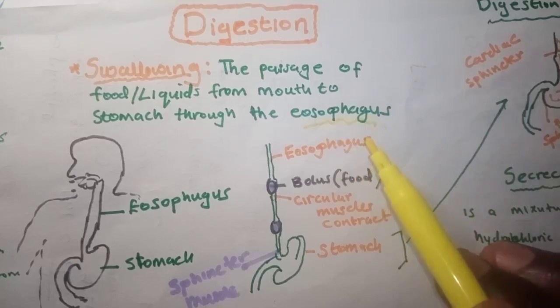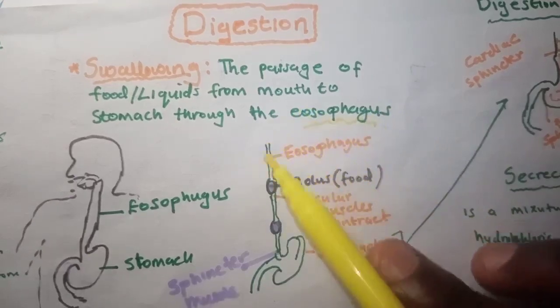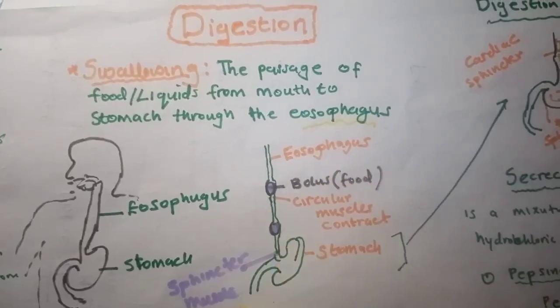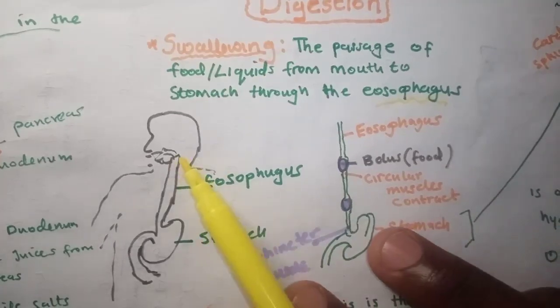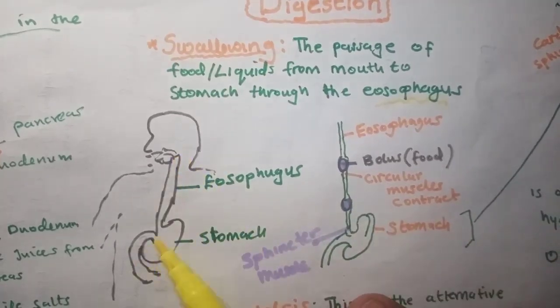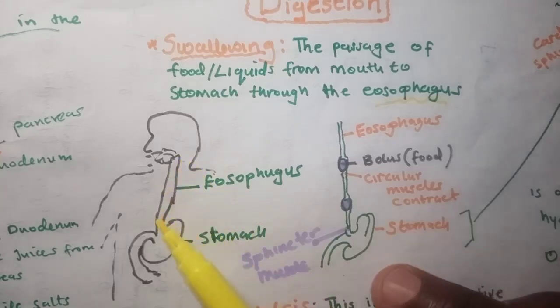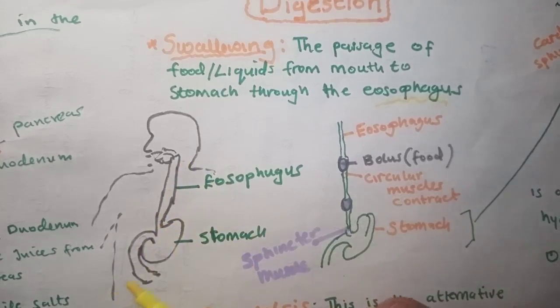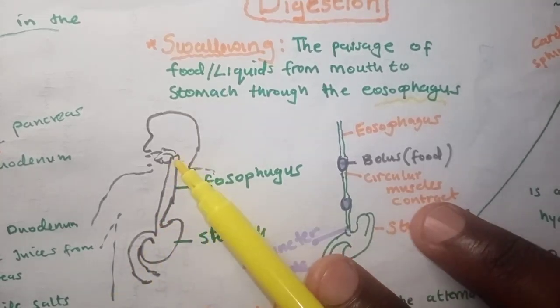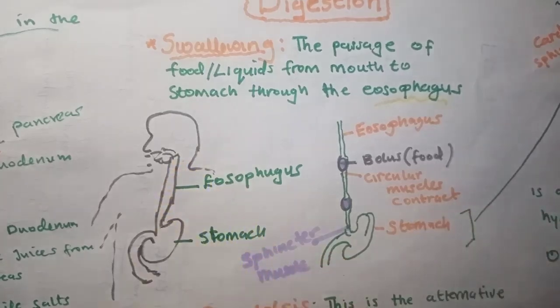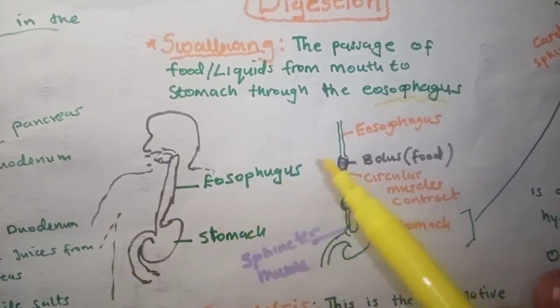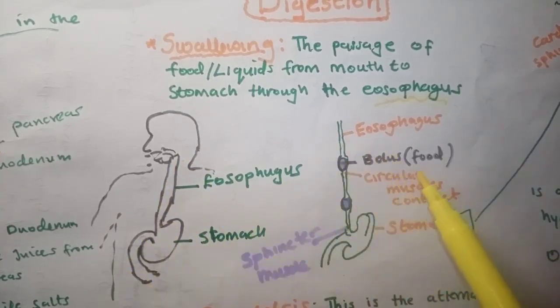The esophagus starts from the throat up to the stomach. It is simply a tube that connects the mouth to the stomach. So swallowing is simply the movement of food along this tube called the esophagus until the food reaches the stomach. Now what we need to know is that food is first rolled into a bolus.